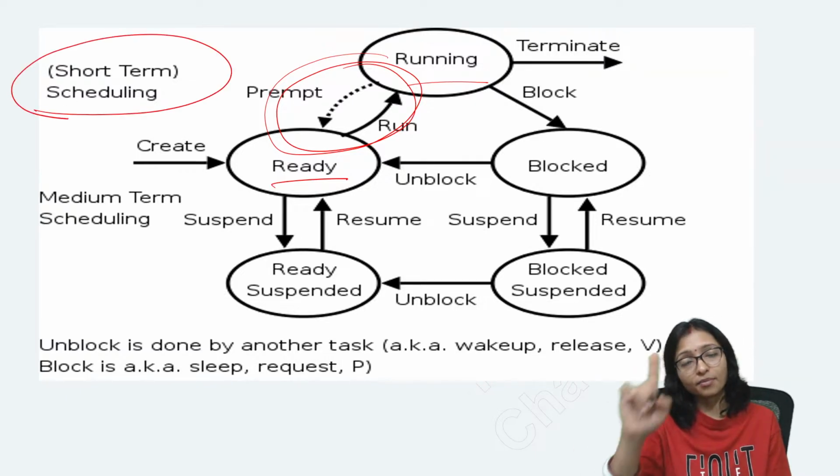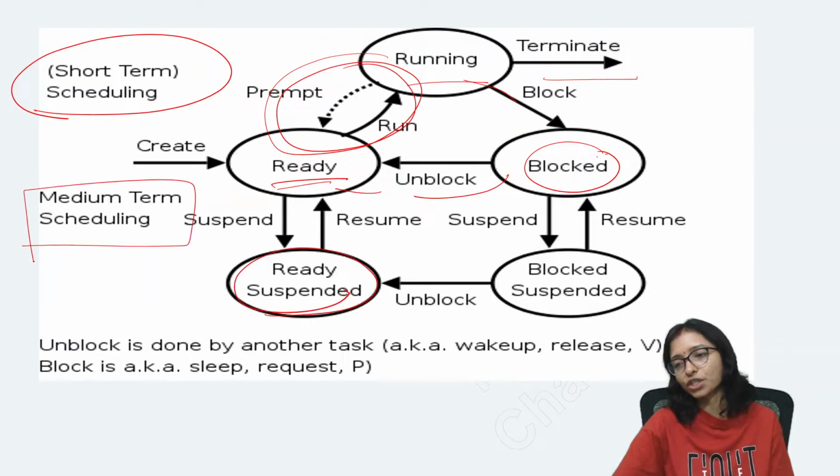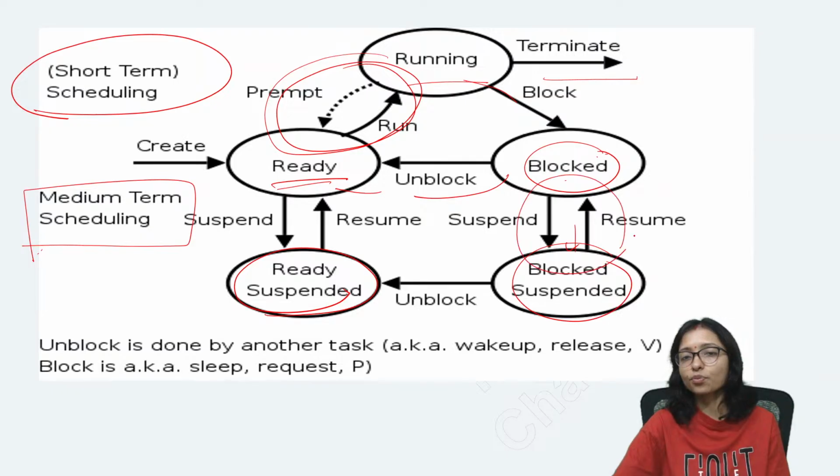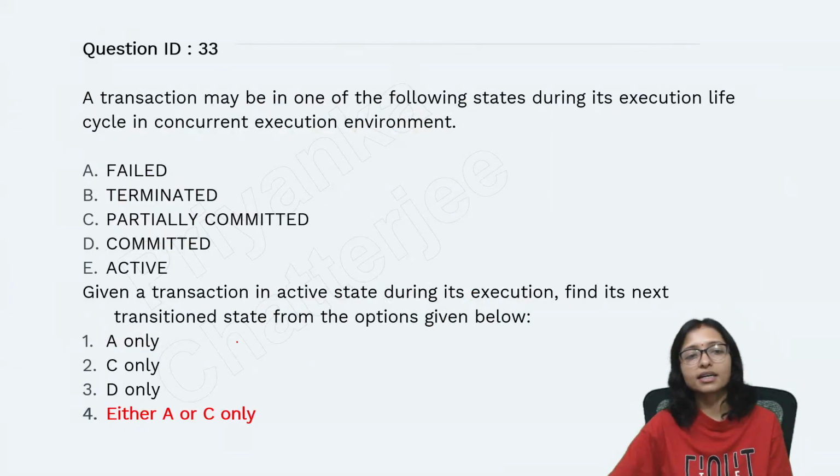Here in this diagram everything is there. After running it can be blocked, or it can terminate, and from blocked it can come to unblock and ready. Here from ready it can go to ready suspended. That is possible in medium term scheduling, right? Ready suspended. And from blocked it can come to block suspended. It can resume between them. After that it will be unblocked. This is the sequence. So that's why here your answer is either A or C.